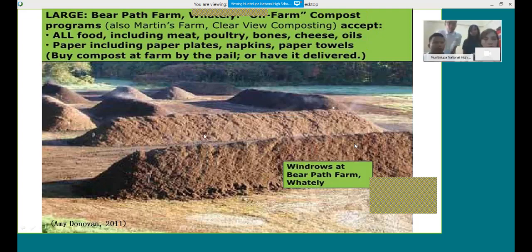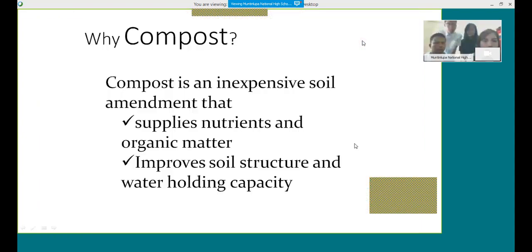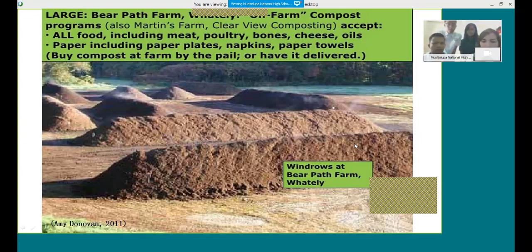And for the large place, it's called Bear Path Farm. Sorry. And this is what it looks like, wherein all food, including meat, poultry, bones, cheese, oils, and even paper are included. This is where such wastes are delivered. It is also called Martin's Farm, wherein you have the Clearview Composting.